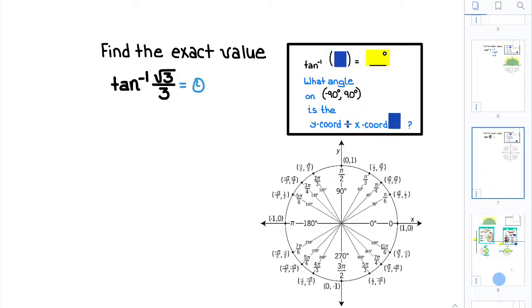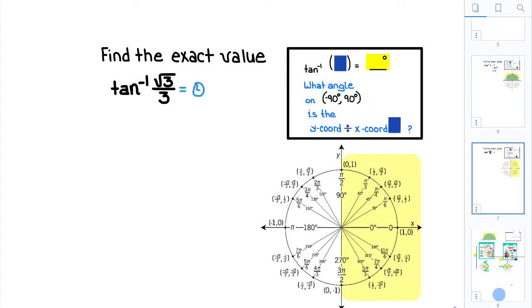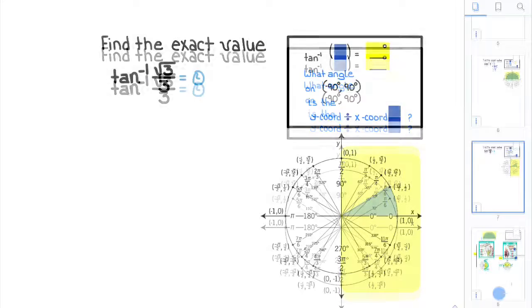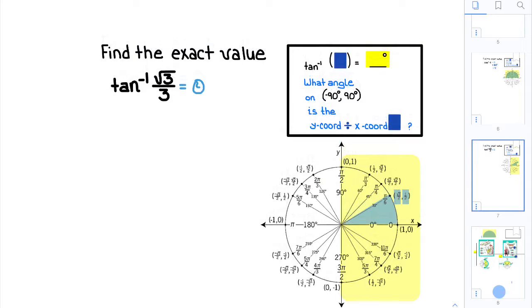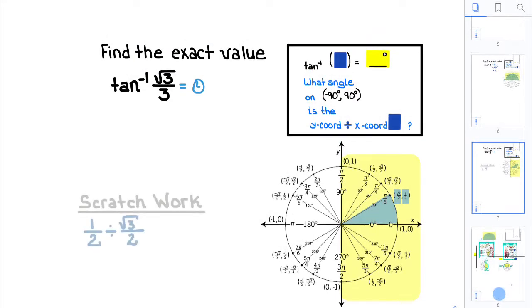When I look at my unit circle, I can only look from negative 90 degrees to 90 degrees, so quadrants 1 or 4. I notice that at 30 degrees, the y-coordinate divided by the x-coordinate is the square root of 3 over 3. We'll do a little bit of scratch work to show you that this is true.